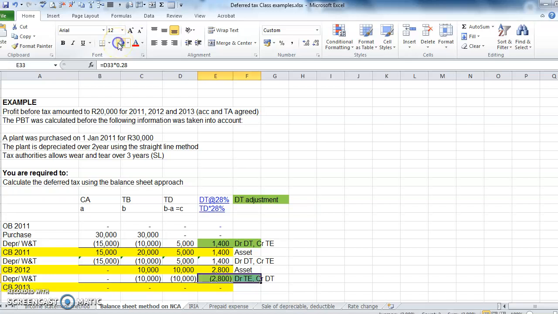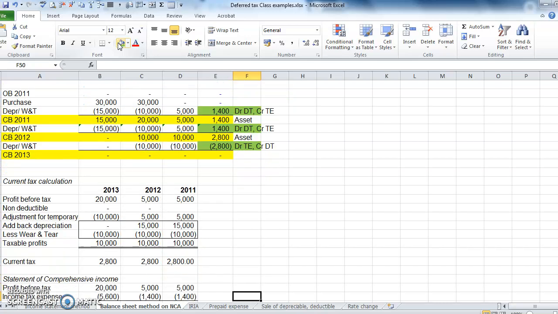So there we go, our deferred tax adjustment for 2013. The closing balance is 0, the opening balance is 2,800, so we need to credit the deferred tax asset that we had built up for 2011 and 2012. We credit that deferred tax asset and we debit our tax expense. And that's our adjustment that we need to process. Easy peasy. This is very, very easy.